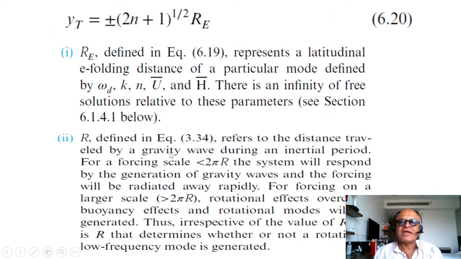refers to the distance traveled by a gravity wave during an inertial period, as I said. For a forcing scale that is less than 2 pi R, the system will respond by generation of gravity waves, and the forcing will be radiated away rapidly without feeling rotational effect. But if the forcing is a large scale, greater than 2 pi R, then rotational effects become dominant over buoyancy effects, and rotational modes will be generated. So irrespective of the value of the equatorial Rossby radius, it is the R that determines whether or not rotational low frequency mode is generated.